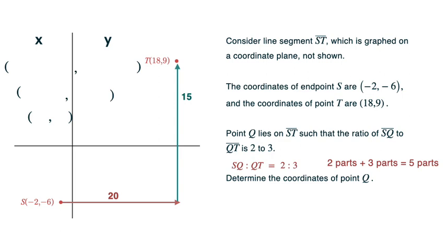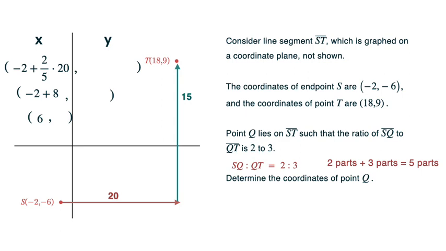So now jumping into the numerical approach, we're going to look at our coordinates for x and y of the point that we've been asked to determine the coordinates of. And starting at point S, the x coordinate is -2, and we're going to add, because we're going to the right, 2/5 of 20. 1/5 of 20 is 4, so 2/5 of 20 is 8. -2 plus 8 is 6. The x coordinate of point Q will be 6.